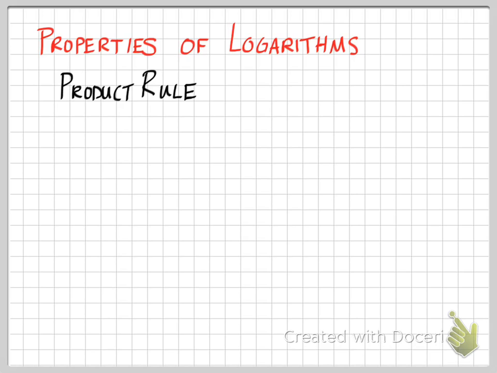The first rule is the product rule. And the product rule states that if you have a product inside of a logarithm of any base, then you can rewrite the logarithm as a sum of the 2 factors in your product. Log base b of m plus log base b of n. So m times n was inside of my logarithm. I can separate that into a sum of 2 logarithms.